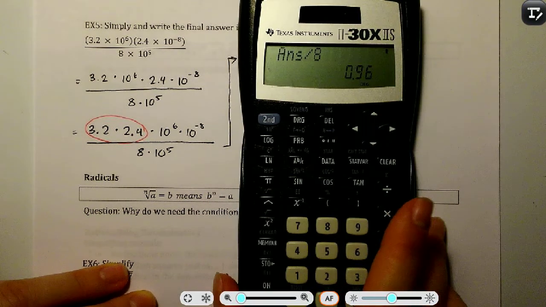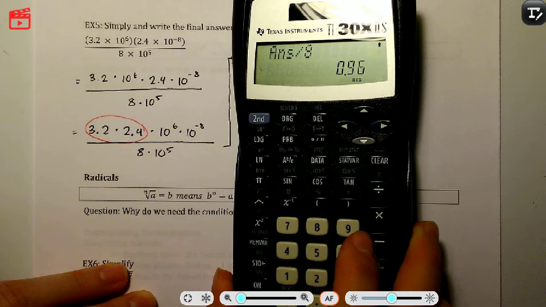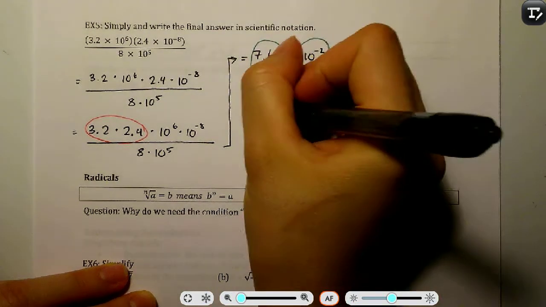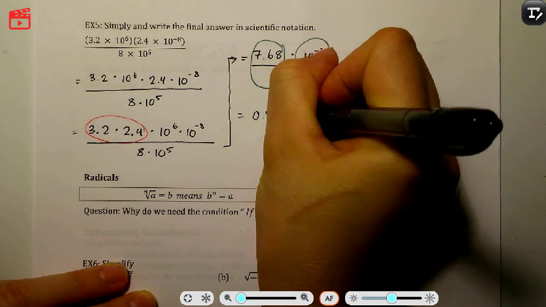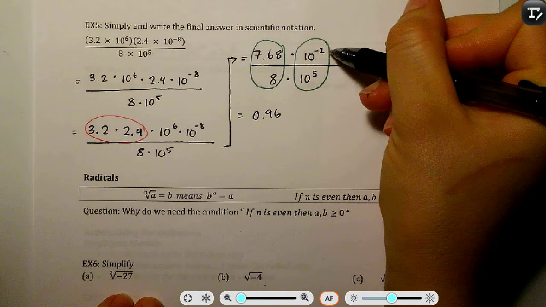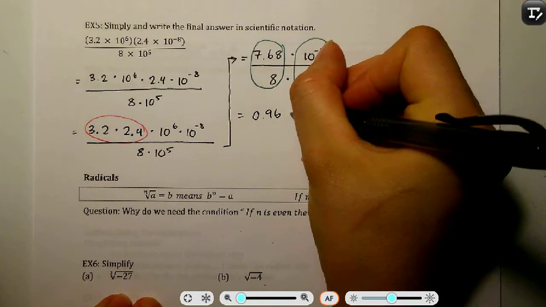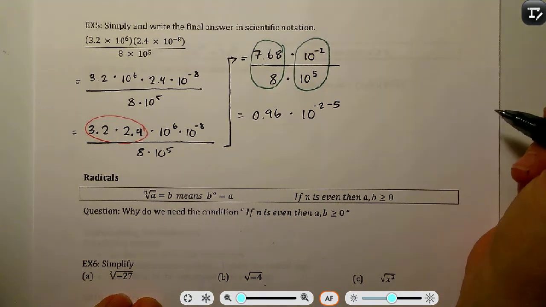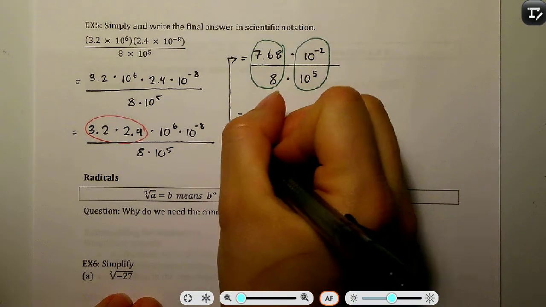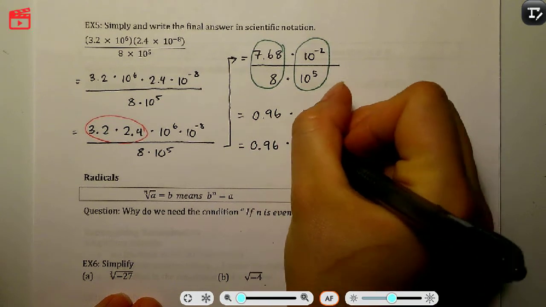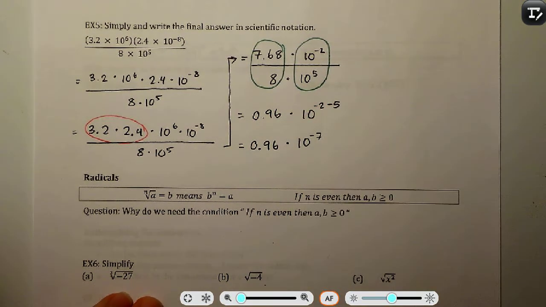Let's take the 7.68 and divide that by 8. What do we get? 0.96. Okay, and then right now we can use the quotient rule on the 10s. So that's going to be times 10 to the negative 2 minus 5. Simplifying that, I have 0.96 times 10 to the negative 7.